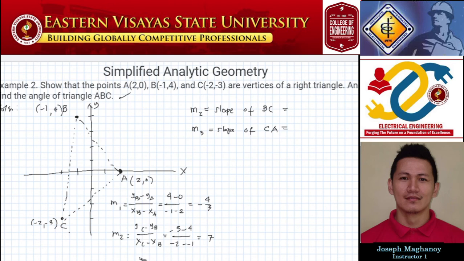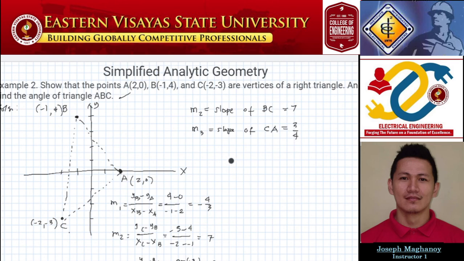For your M3, YA minus YC over XA minus XC, given 0 and negative 3 over 2 is negative 2. So this is 3/4. Okay, notice it's only a reciprocal. So finally, we can determine our M2. Our M2 slope is 7 and our M3 is 3/4.